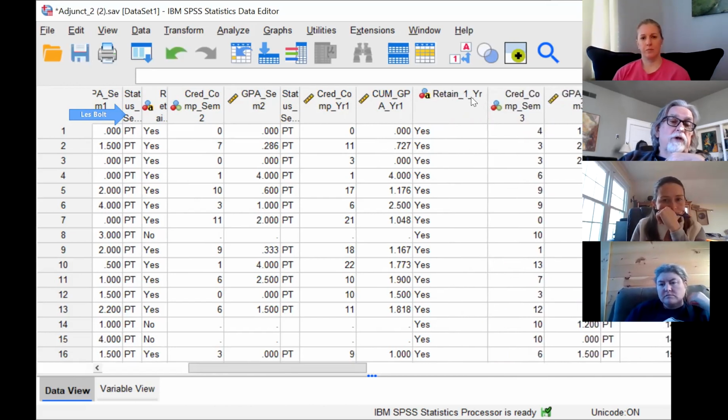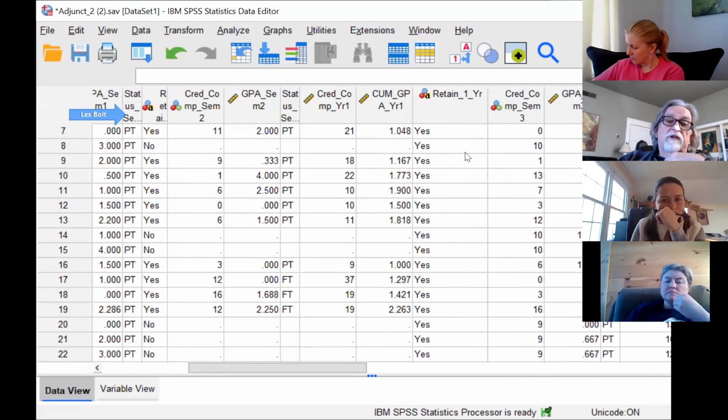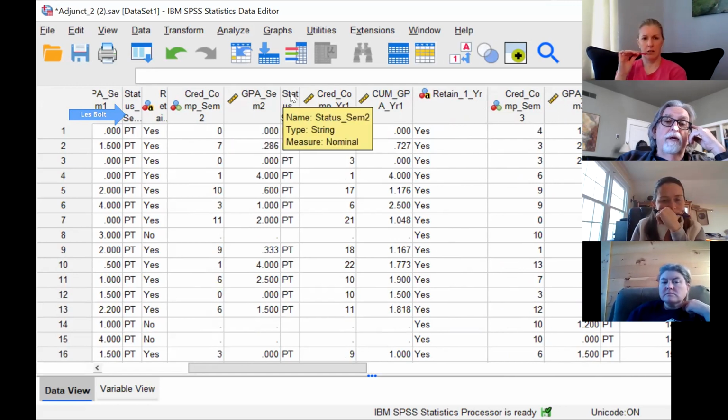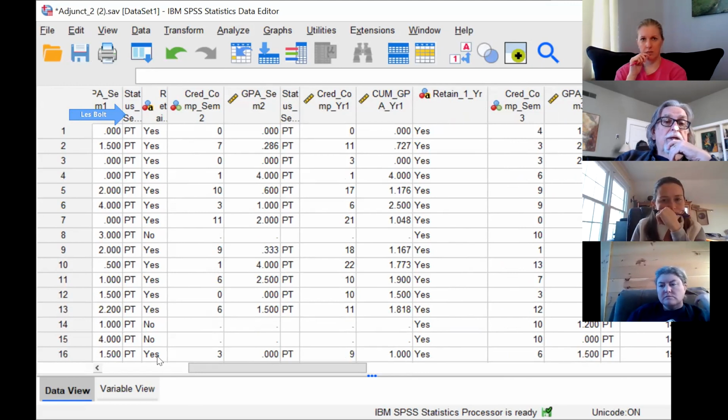Here's retention from one fall to the next fall, and that's a yes, no too. So we have categorical data, and then we have all these continuous data bits for GPA and credits taken and things like that. Just for an example, once again, of an independent t-test: categorical, two groups, and one continuous dependent variable. Let's say that we're going to do the part-time, full-time thing.